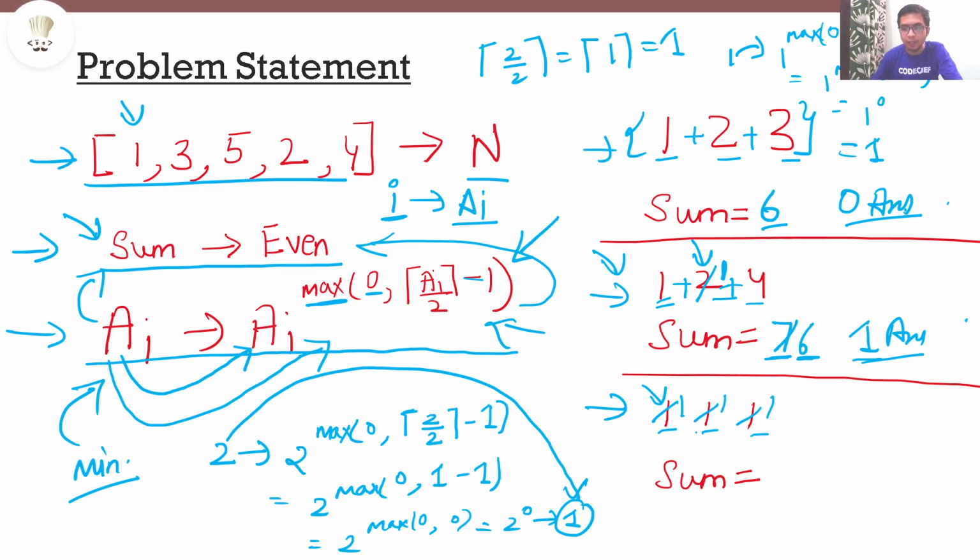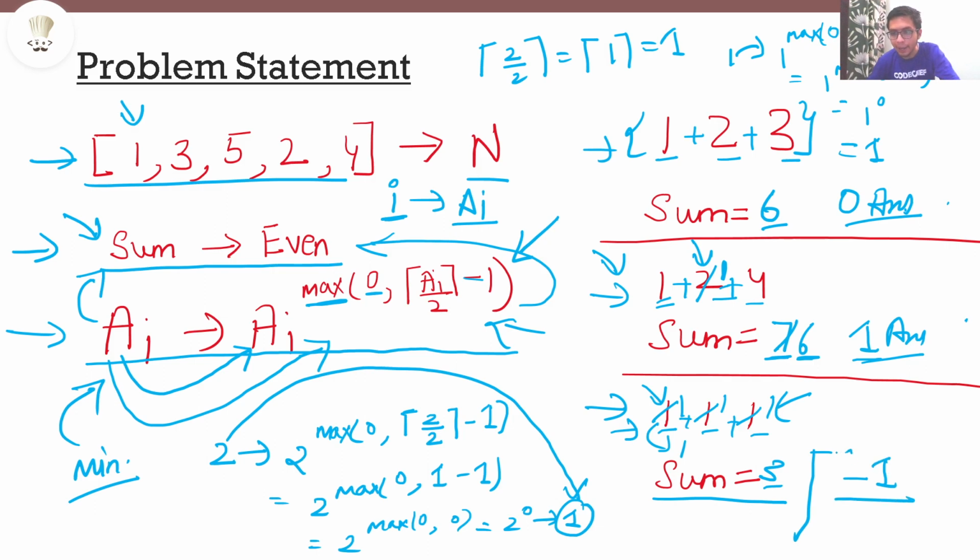Which means that no matter how many operations I perform on any of these numbers, I'll get the same number. Initially the sum is 1 plus 1 plus 1, which is 3. So no matter how many operations I perform on any of these numbers, I'll still get 3, which means that I cannot change the sum of this array. Hence, the answer for this particular case would be -1, which means that if we are not able to make the sum of the array even, we will simply print -1 in that case.